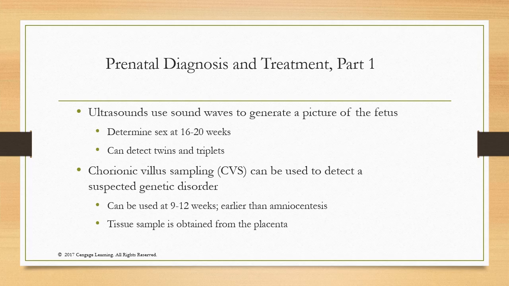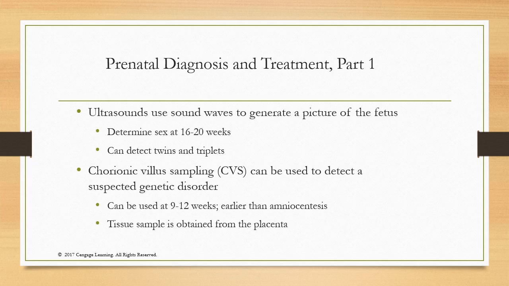The first one is an ultrasound. Many of you are probably familiar. We've most likely all seen an ultrasound performed on a pregnant lady. They're in movies, pictures, real life. It uses sound waves to generate a picture of the fetus. You can usually determine the sex between 16 and 20 weeks, and it can detect twins and triplets, so it'll see more than one embryonic sac on the ultrasound.